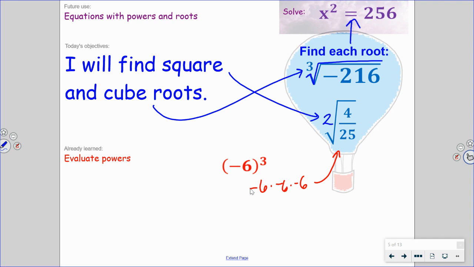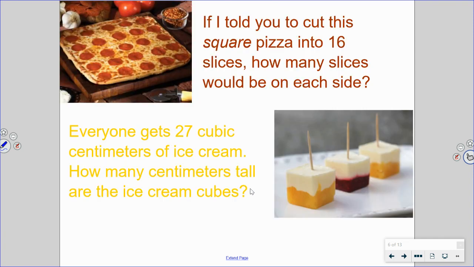And sooner or later, we're going to be solving equations that might have powers and roots in them. But for today, we're going to focus on finding square and cube roots. Now, this could be as simple as, look, you got a pizza. It's a square pizza. You got 16 slices. How many slices would there be on each side? Now, that might seem obvious to some of you. What about if it's three-dimensional then?